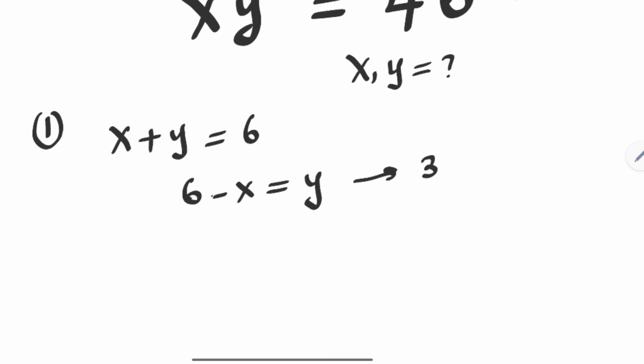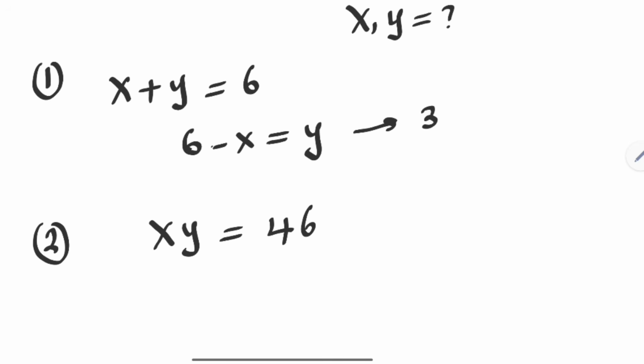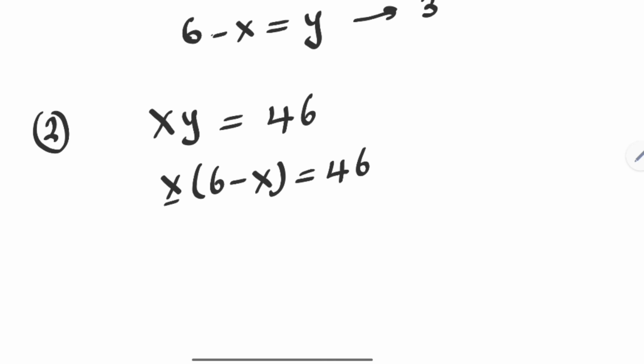Then from equation 2, xy is equal to 46. Let us substitute for y, which is 6 minus x. x bracket 6 minus x is equal to 46. Let us open the bracket. x multiplied by 6, 6x. x multiplied by minus x, minus x squared is equal to 46.